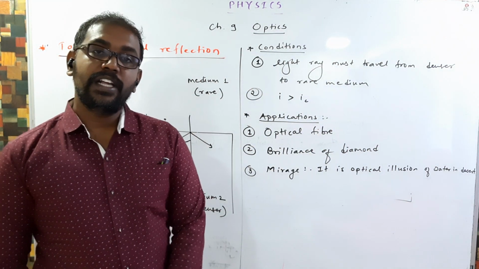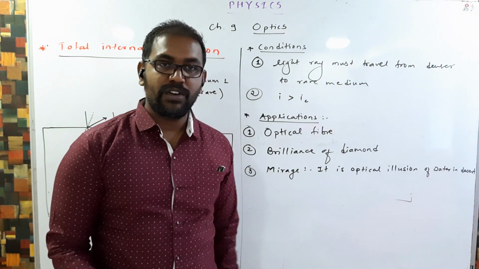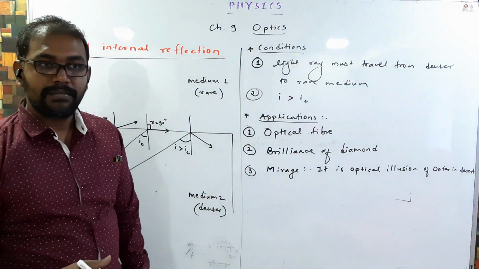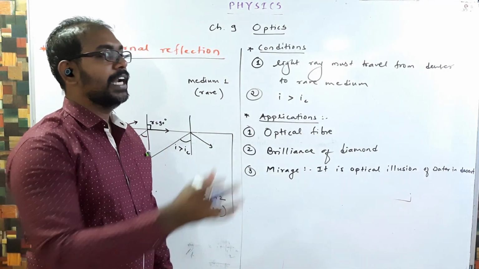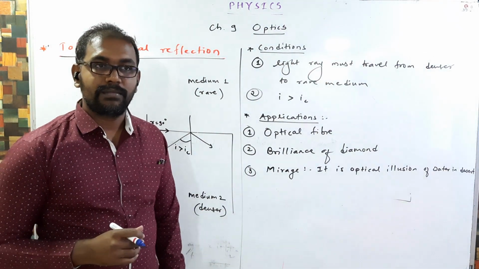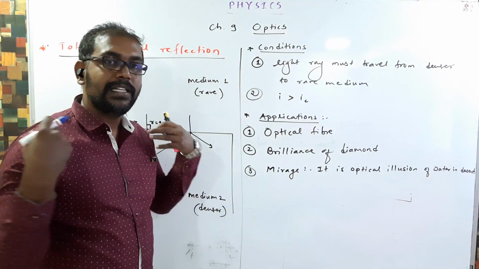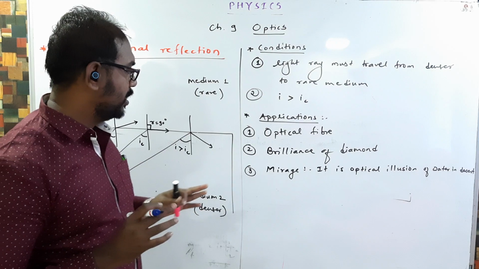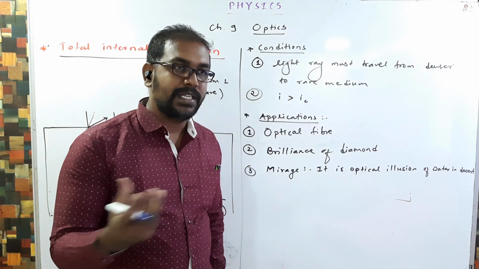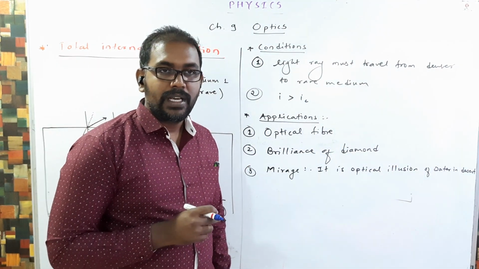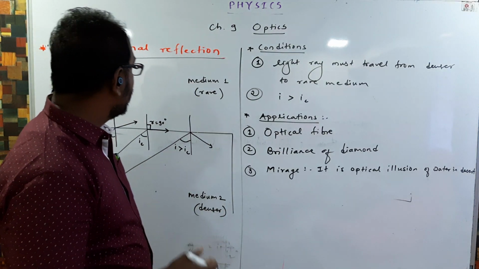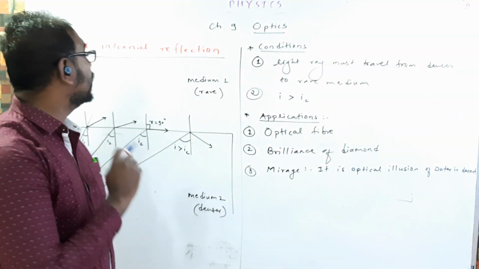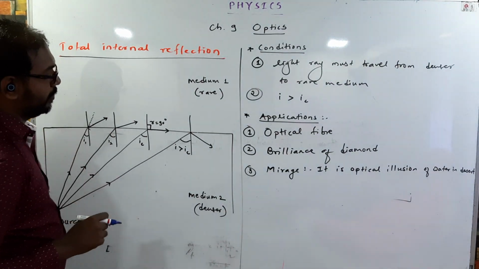It is an optical illusion of water. In Marathi we call it mrugajal, meaning a feeling of water. So in a desert we feel that at some distance water is there. But if we travel miles, any distance, we still cannot see the water. The reason is that it is an optical illusion of water due to total internal reflection.